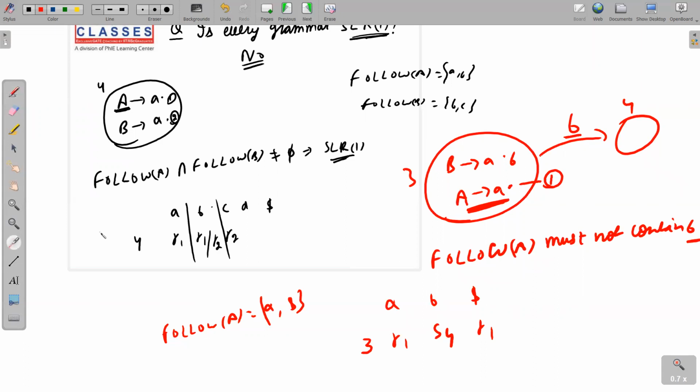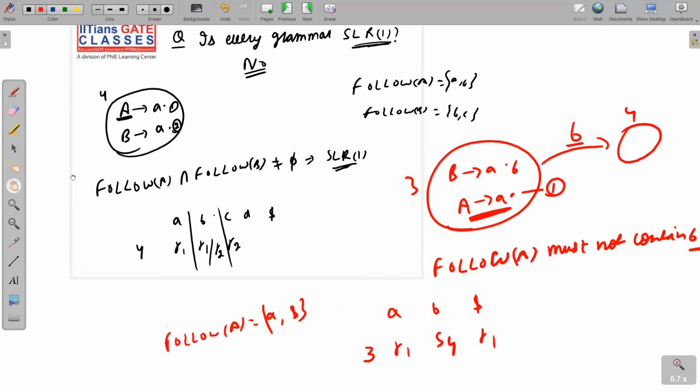That's why I'm saying follow of capital A must not contain B, because if follow of A contains this B, then obviously I have to apply the reduce move here, and we will have a shift-reduce conflict. I hope I have made the point clear to everybody. So in LR0 and SLR1 both, there are two types of conflicts, RR conflict and SR conflict. Please try to follow it, and I will jump to the next slide now.